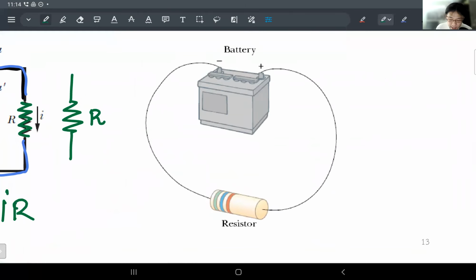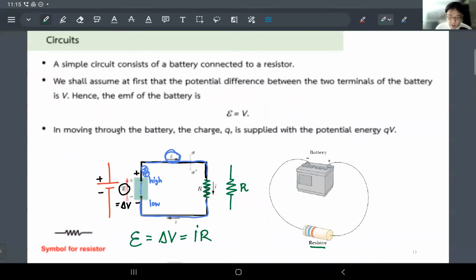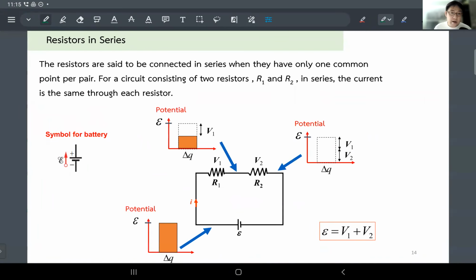If you really have a resistor, but in reality, this resistor doesn't need to be a resistor in the shape like this. It could be your light bulb. It could be, like I said, your smartphone. It could be your TV, display, PC, computer, whatever. Anything that takes energy out of your source can be represented as a resistor. Cool? Okay.